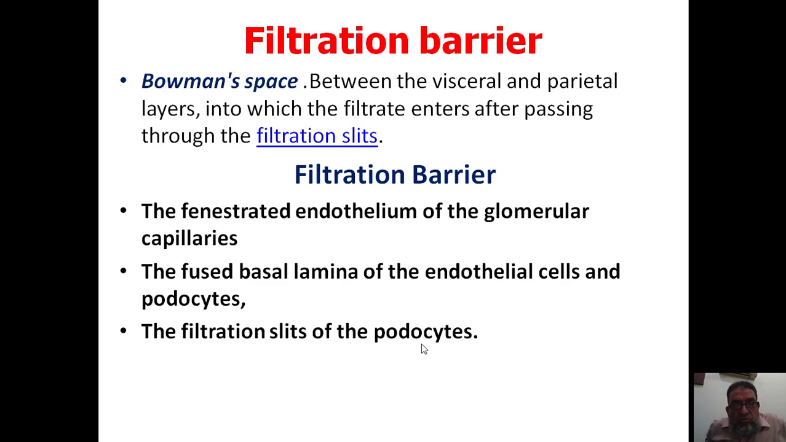Now always remember the three or four structures involved in the filtration barrier: the fenestrated endothelium of the glomerular capillaries, the fused basal lamina of the endothelial cell and podocyte, and the filtration slit, the gap, which is covered by a thin diaphragm. So these are known as the filtration barrier.